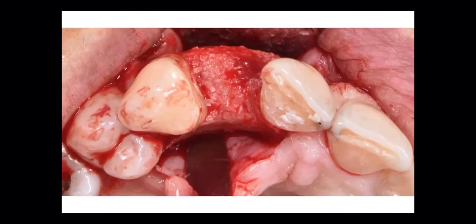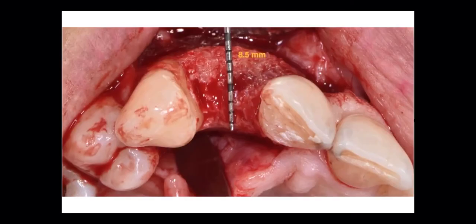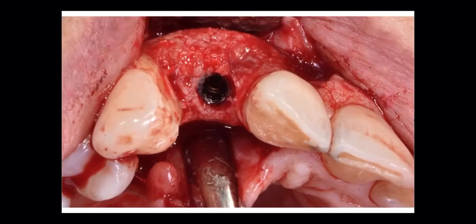We waited for 8 months. Then we opened back, we removed our tacks, and we can see the bone that we obtained. Okay, it is like 8.5 millimeter in width. As you remember, it was 1 millimeter. We obtained now 8.5 millimeter, which is a great result. So we could place our implant in ideal position.